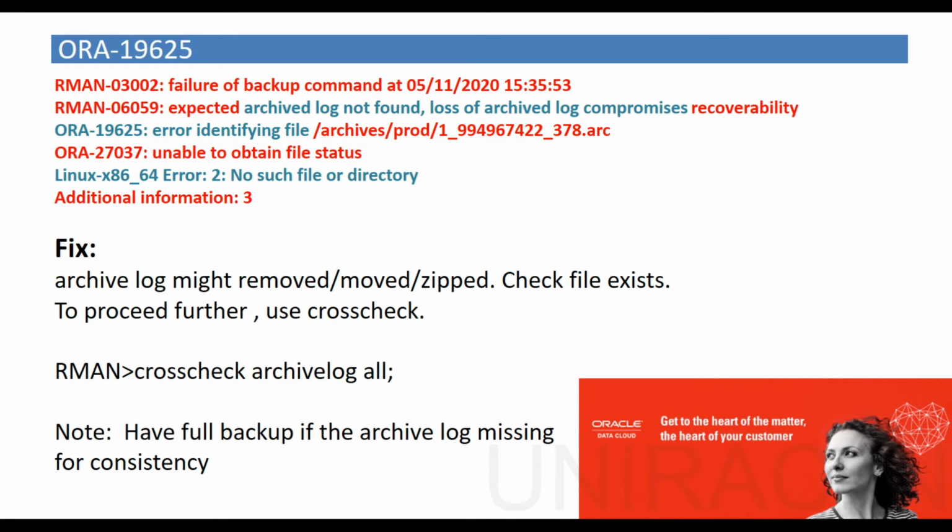ORA-19625. So guys, every day we run backups: daily backup, weekly backup, archive log backup, using RMAN. It is a routine job as a DBA. We initiate these backups through crontab jobs and Control-M jobs, scheduled. So these jobs may fail.